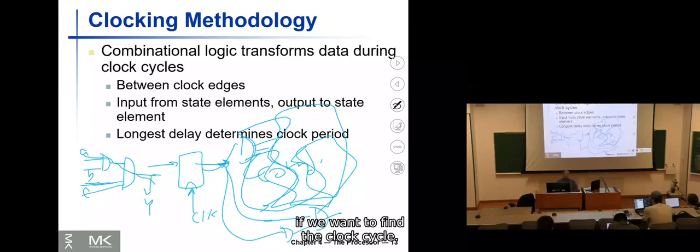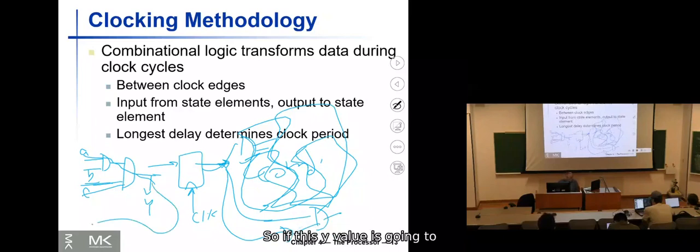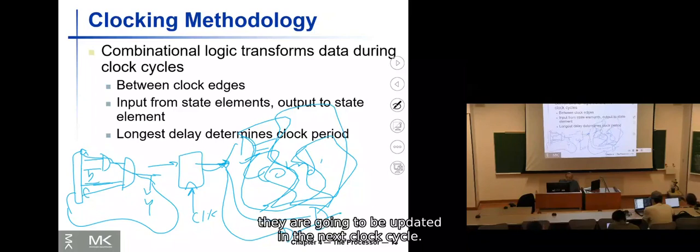So if we want to find the clock cycle, and this Y value is going to a register, this is the register, and the next A, B, C are going to be updated in the next clock cycle. How long should the clock cycle be in this example? One path is 3 nanoseconds, the other path is 6 nanoseconds. So what would be the clock cycle?